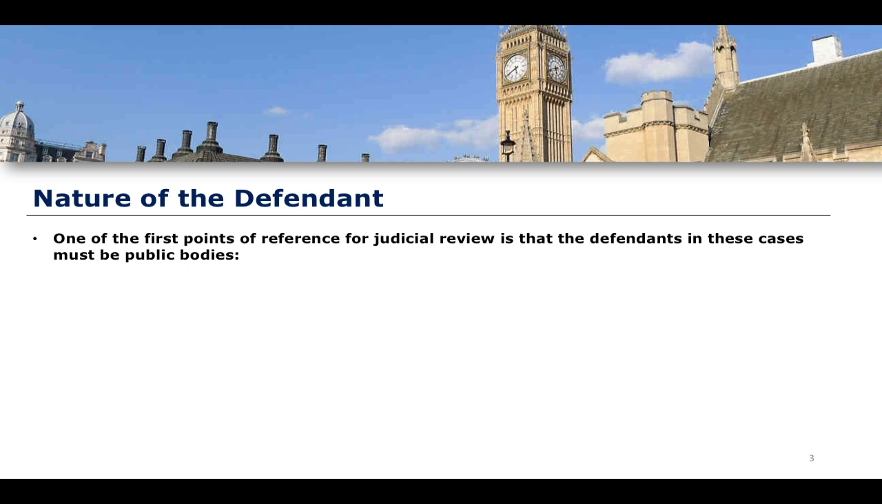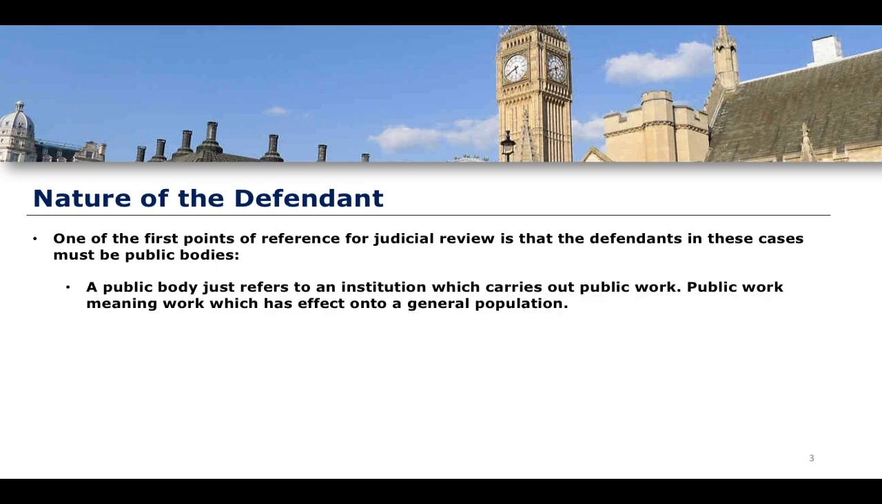And so what this means, therefore, is that when we think about judicial review and the potential claims being brought against certain institutions, we have to examine the nature, the purpose, and the functions that those institutions actually carry out in order to come to a determination as to whether or not it is going to be a successful judicial review claim. A public body simply refers to an institution which carries out public work.